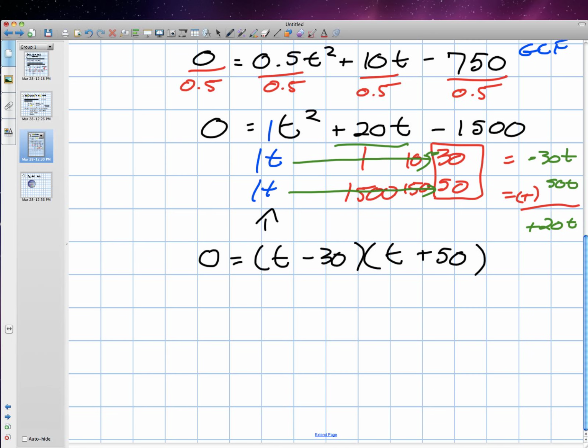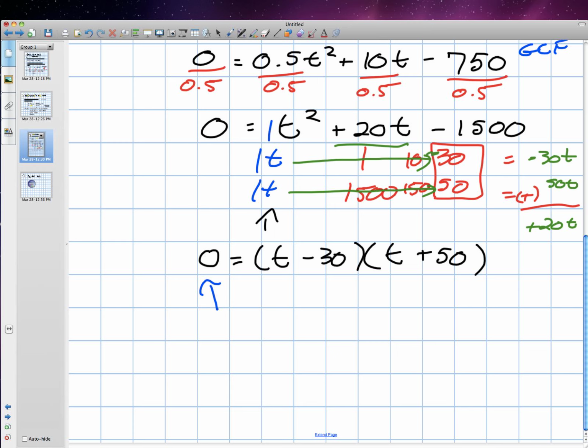We need this to equal 0, which means one of these brackets is going to have to be 0. Because in order to multiply to get 0, one of the numbers you multiply has to be 0. You can't multiply by any other number and end up with a 0. So what that means is we're going to split this equation.